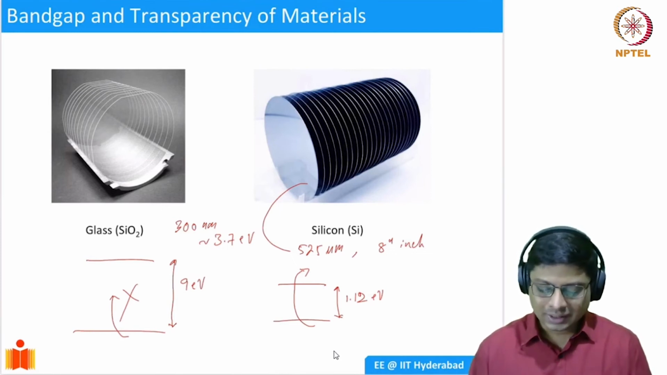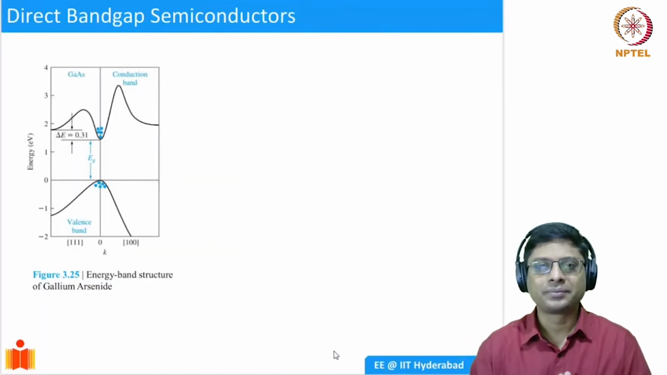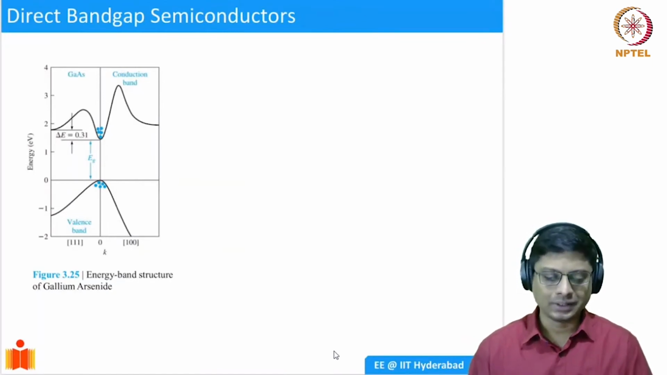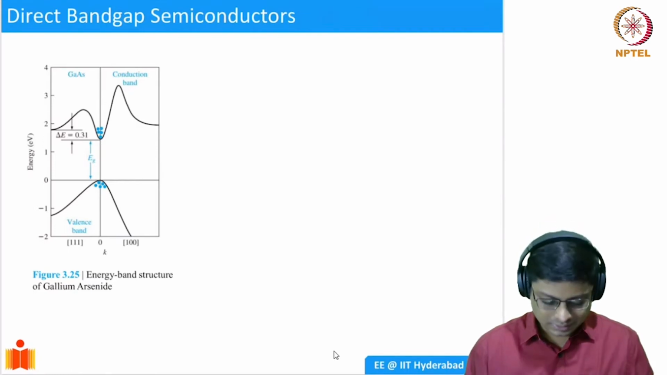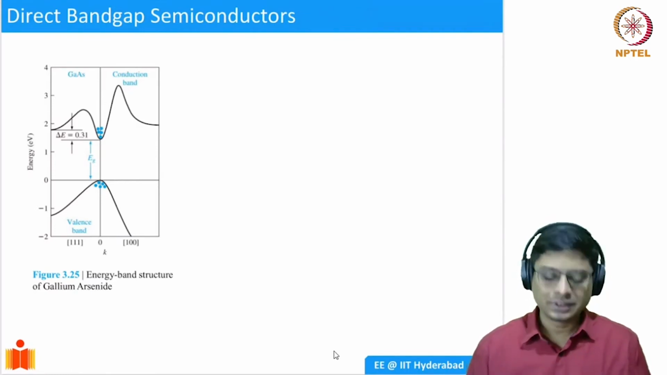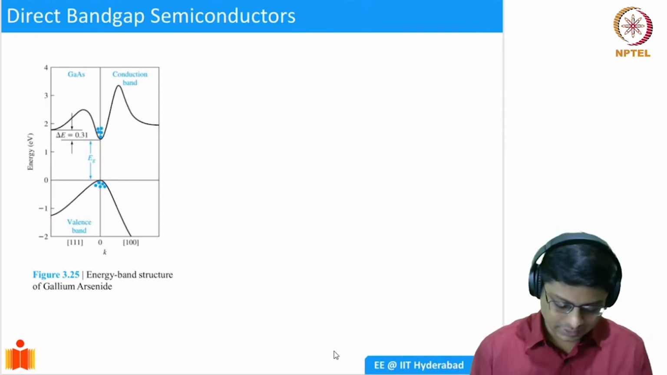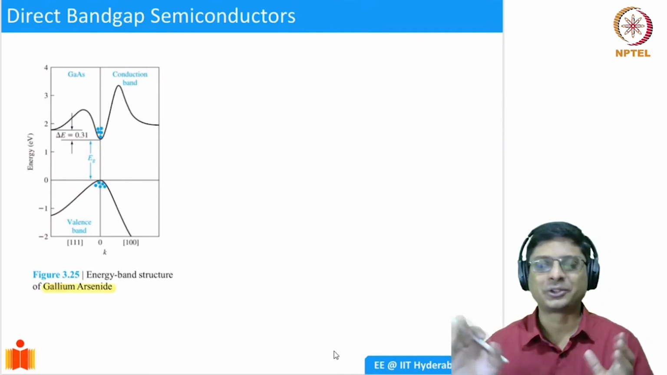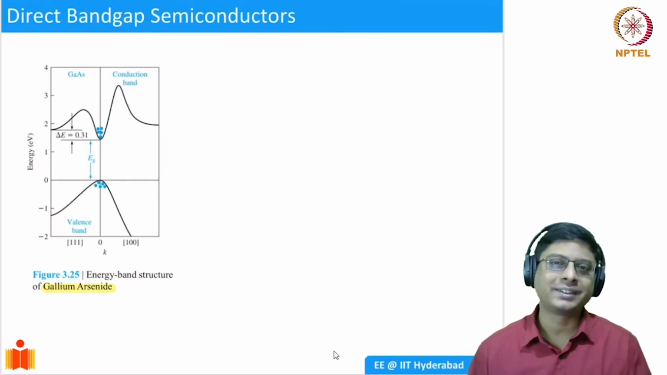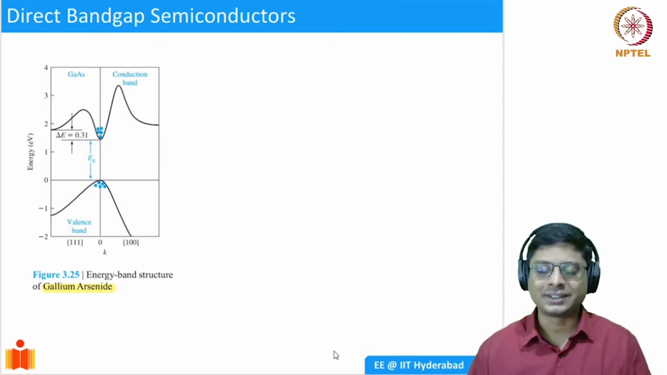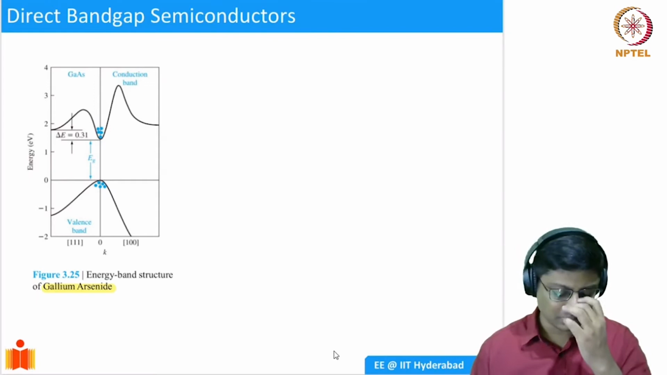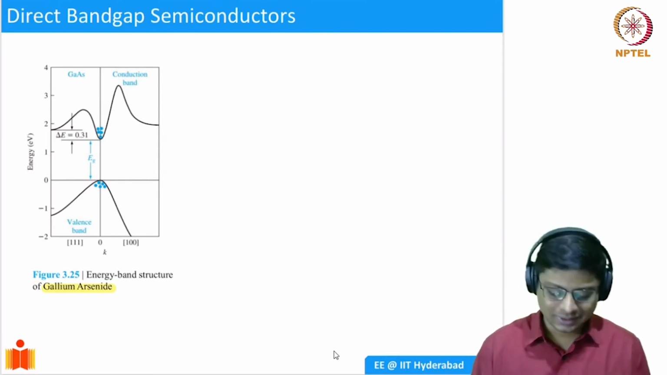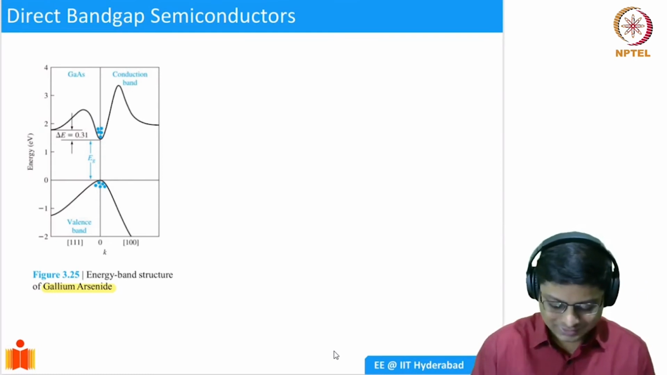Right. The last thing I want to do today is talk about direct and indirect bandgap semiconductors. Okay. So this is an E-k diagram for gallium arsenide. It's more complicated than what you saw with the Kronig-Penney model. The reason is that it's actually showing you the E-k diagram in 2 different directions in the same plot. So just accept it right now.